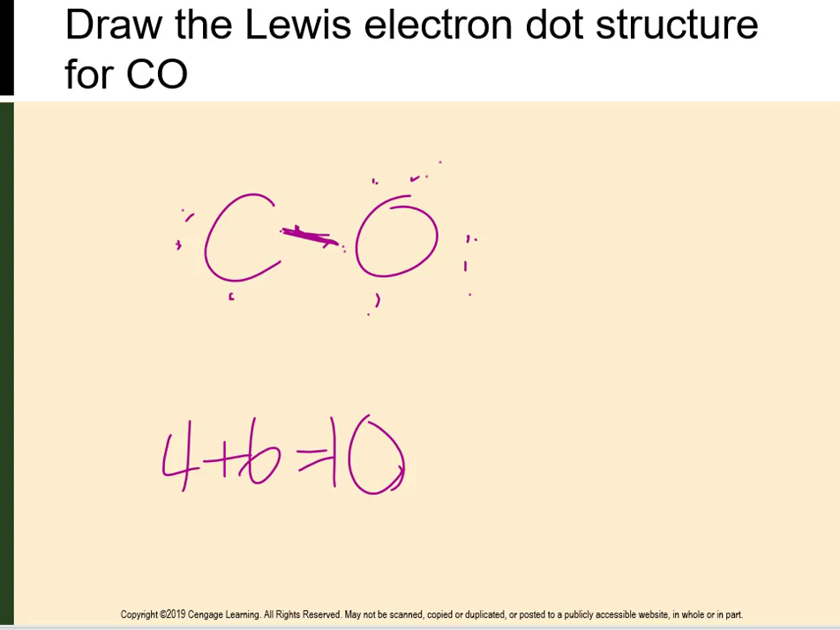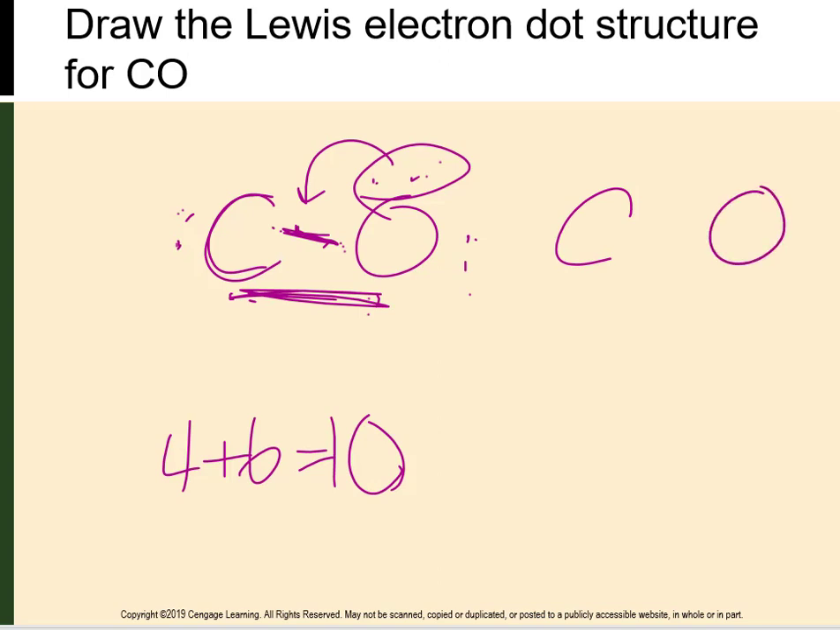Well, we need to join forces here. That helps. Carbon now has 1, 2, 3, 4, 5, 6. Oxygen still needs 2 more. It's going to take 2 of oxygen's electrons here and make that into a bond. So it'll look like this. CO, now we have a triple bond. We still have the lone pairs over here.